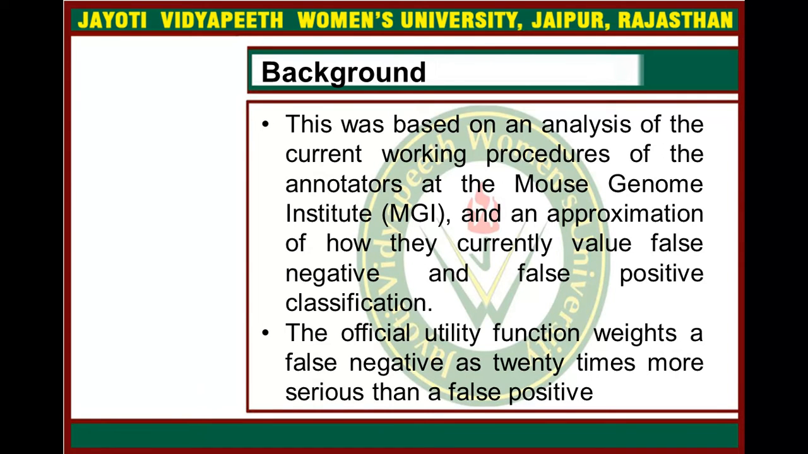Now, this was based on the analysis of the current working procedures of the annotators at the Mouse Genome Informatics, that is MGI, and an approximation of how they currently value false negative and false positive classification. So the official utility function weights a false negative as 20 times more serious than a false positive.